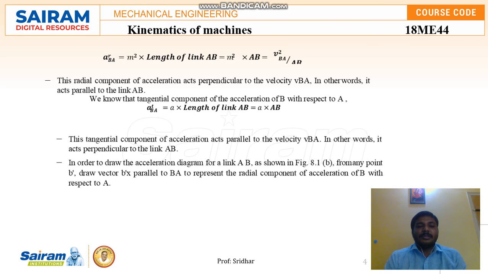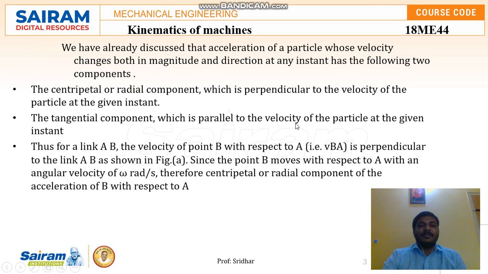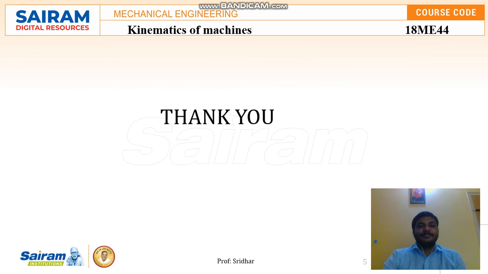In order to draw this acceleration diagram, from any point B we can draw a line parallel to BA to represent the radial component of acceleration of point B moving with respect to A. This is how we form the acceleration of the links. Based on these conditions only we can construct the acceleration diagram for the link. Thank you.